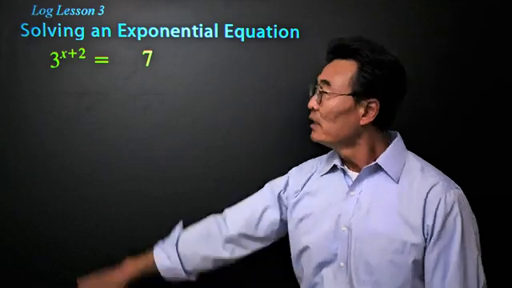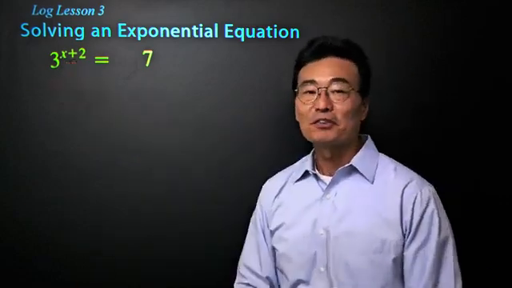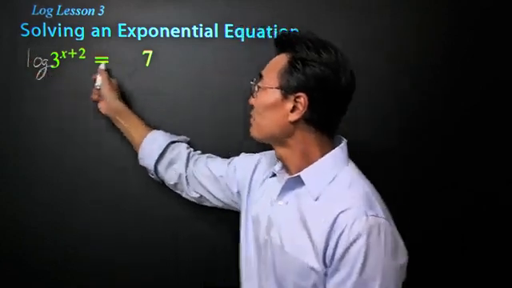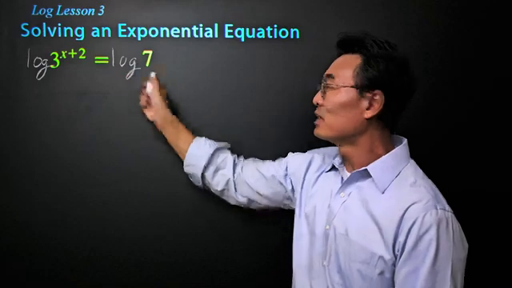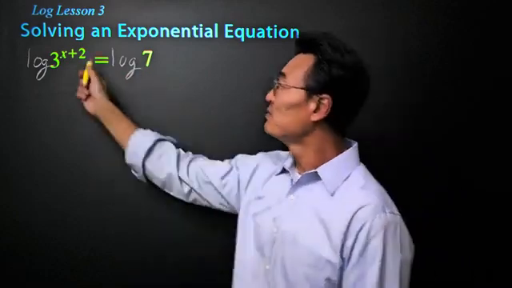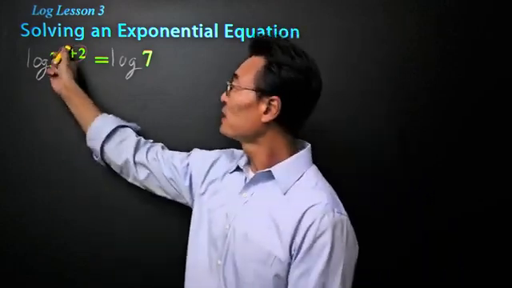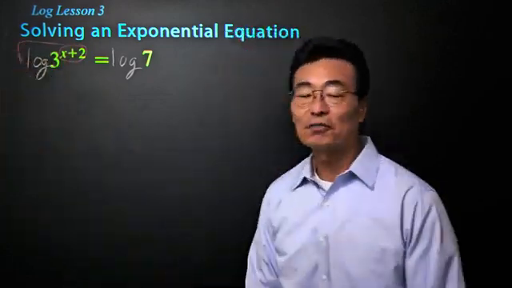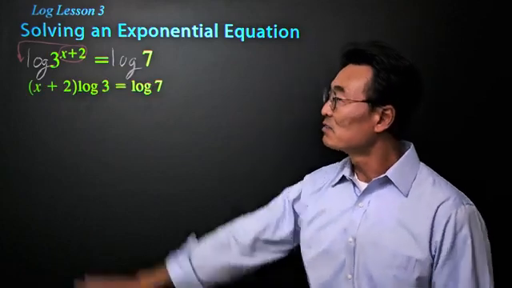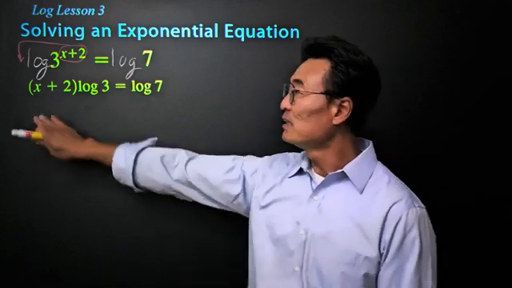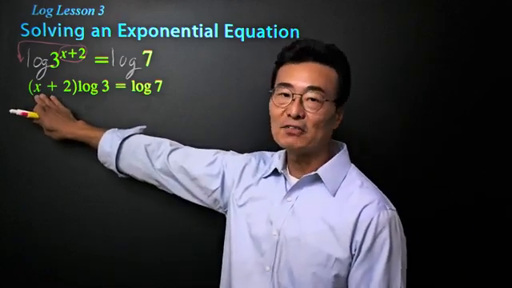Let's begin. When we have a variable in the exponent position, we need to use logs. First, I'm going to take the log of the left side of the equal sign and also the right side. And the reason for doing that is because using one of the laws that we've learned, we're able to take that exponent, put it out in the front of the log, giving us (x + 2) times log of 3 equals log of 7. Then, since we're trying to solve for x, we need to isolate the x.